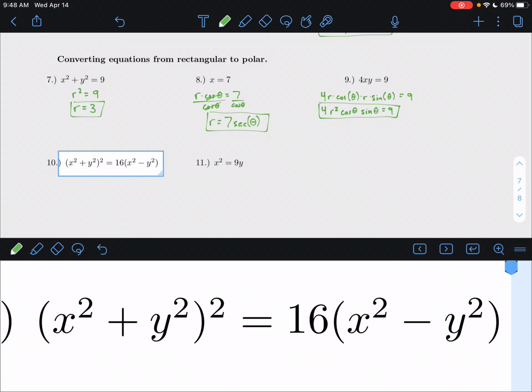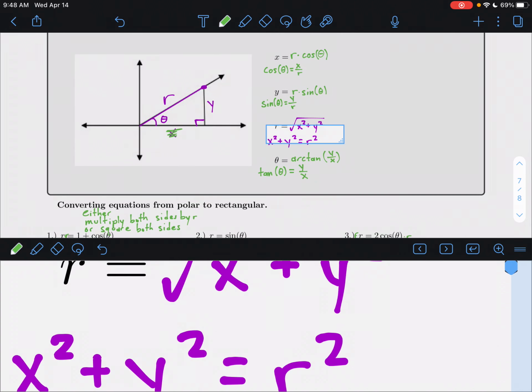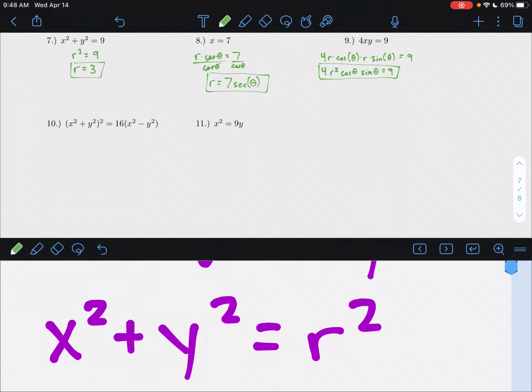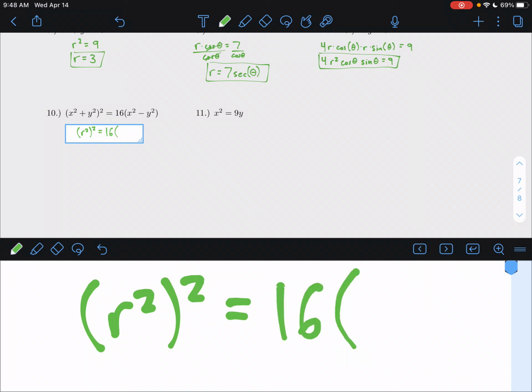Number 10, I have x squared plus y squared equals 16 times (x squared minus y squared). That x squared plus y squared, I know, is r squared because of this definition right here. So I would have r squared equals 16 times (x squared minus y squared).